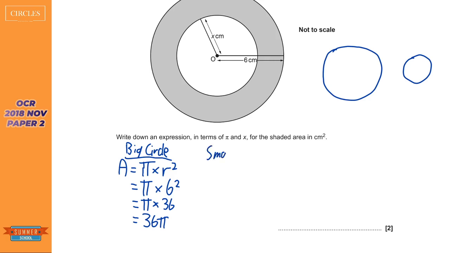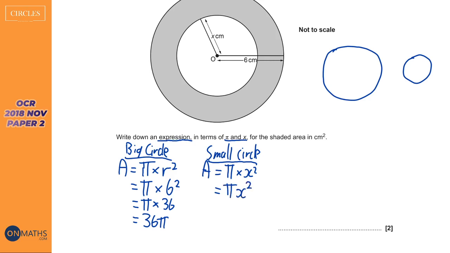And we want to do the small circle. And you might be worried here because it says x as the radius, but the question asks you for an expression in terms of pi and x. So that's fine if that's in our answer. And it will have to be in our answer. So pi times x squared. And you can't really do very much with this. Actually, you're probably better writing the pi first, because the number always goes before the letter. So it would be pi x squared.